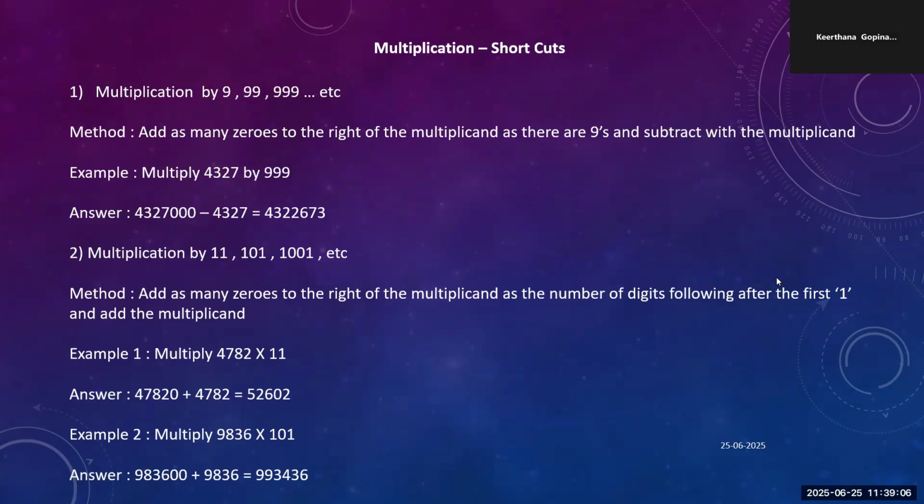If you want to multiply a number by 101, you multiply the same number: 9836 bracket 100 plus 1. So 9836 with two zeros added, plus 9836. That will give you 9,93,436. It's a very, very simple concept. Again, if you are multiplying a number, you are adding that number so many times. That is all.